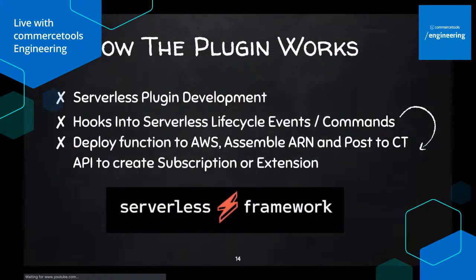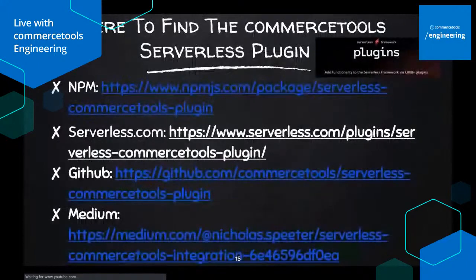The Serverless Commerce Tools plugin hooks into serverless lifecycle events and commands in a JavaScript class. In this case, it hooks into the deploy did finish function for Lambda and GCP cloud function deploys. After the functions deploy, the callback goes into the plugin's code to assemble the ARN and post to the Commerce Tools API to create subscriptions or extensions based on what's in the serverless YAML file. You can find this plugin on NPM and serverless.com.